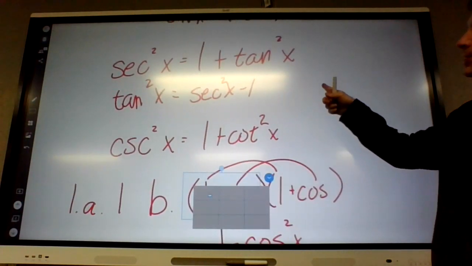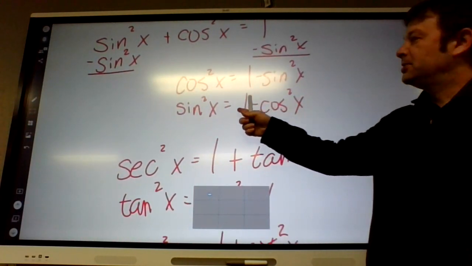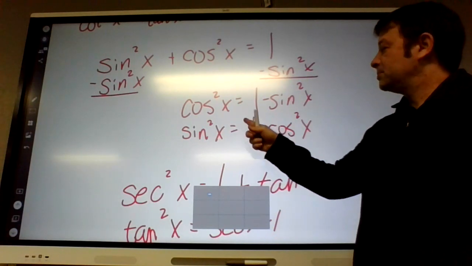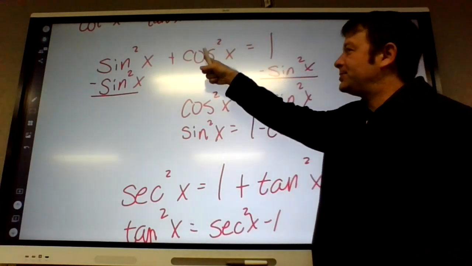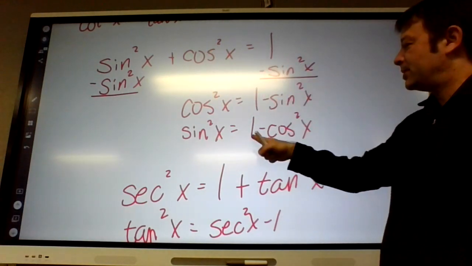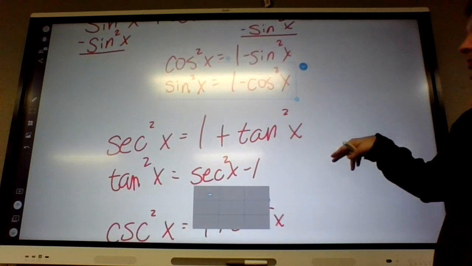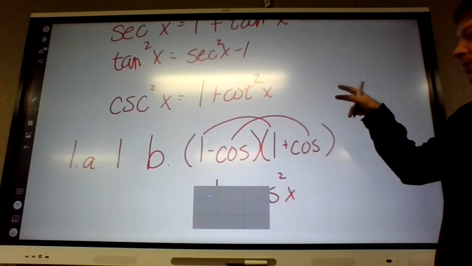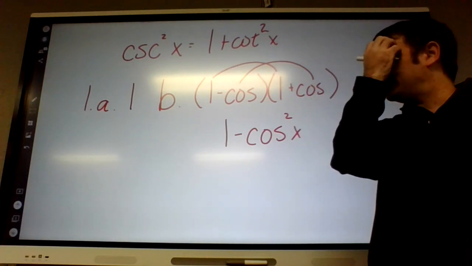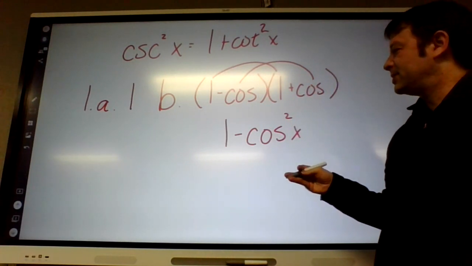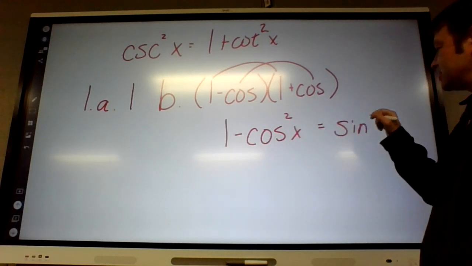Let's go back in time. Oh, looky right there. This is one of our sine squared plus cosine squared equals 1. If that's true, then if you subtract cosine squared, then sine squared is equal to 1 minus cosine squared. Okay, so anytime you see a sine squared or a cosine squared, it's going to be related to that equation. So this is just equal to sine squared.